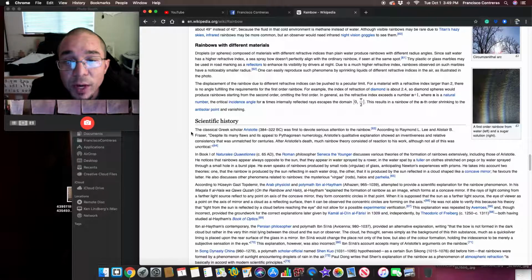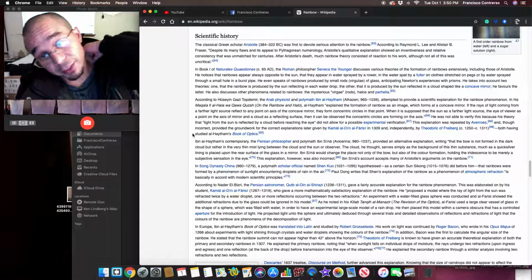The displacement of the rainbow due to different refractive indices can be pushed to a peculiar limit. For a material with a refractive index larger than 2, there is no angle fulfilling the requirements for the first order rainbow. For example, the index of refraction of a diamond is about 2.4, so diamond spheres would produce rainbows starting from the second order, omitting the first order. In general, when the refractive index exceeds n plus 1, where n is a natural number, the critical incidence angle for n times internally refracted rays escapes the domain 0 to π/2. This results in a rainbow of the nth order striking the anti-solar point and vanishing.